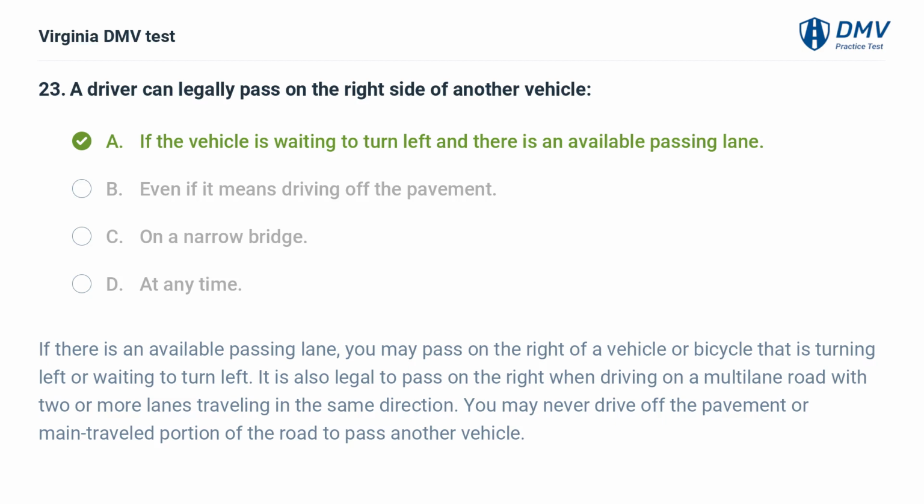If there is an available passing lane, you may pass on the right of a vehicle or bicycle that is turning left or waiting to turn left. It is also legal to pass on the right when driving on a multi-lane road with 2 or more lanes traveling in the same direction. You may never drive off the pavement or main traveled portion of the road to pass another vehicle.